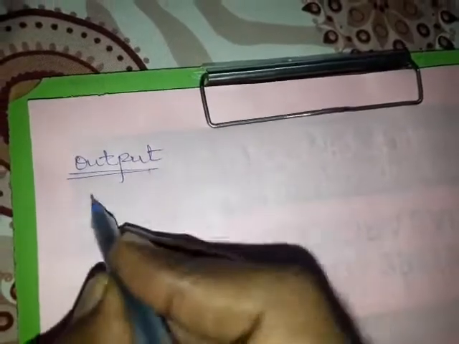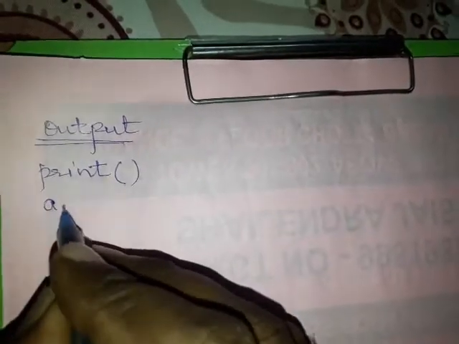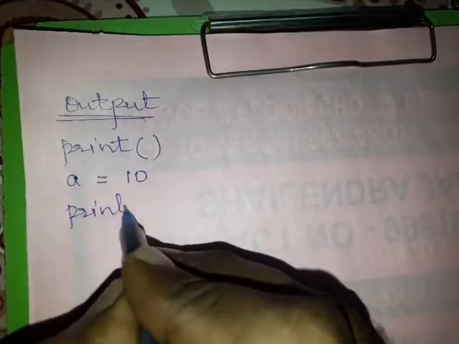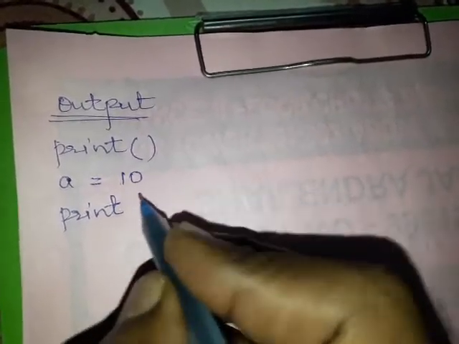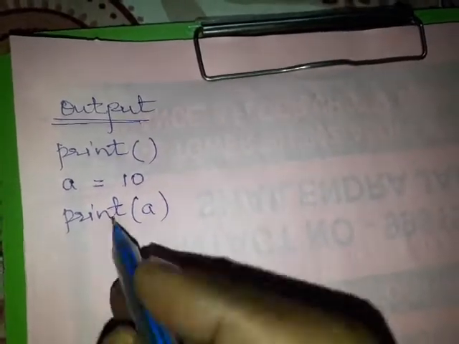Now, what are the different ways to give output to the screen? Basically, we give output to our screen with the help of the print statement, or we can say print method. We can use the print method in different ways. Suppose a has value 10. If you want to print the value, you simply write print a. This will print the value 10.